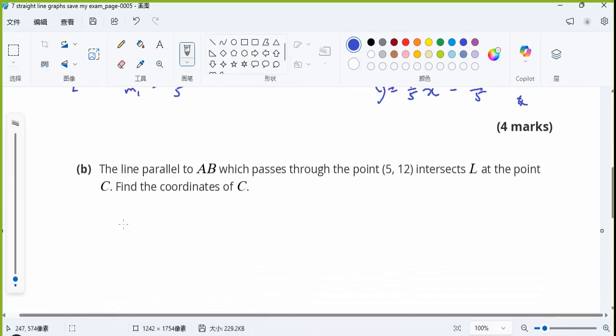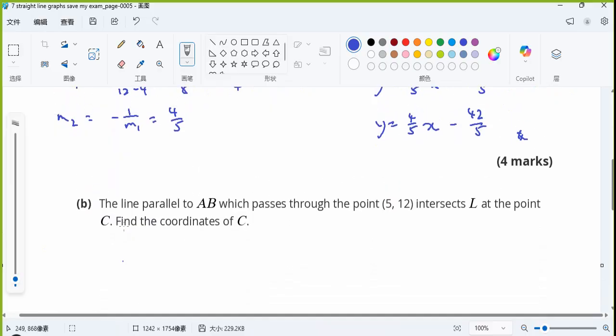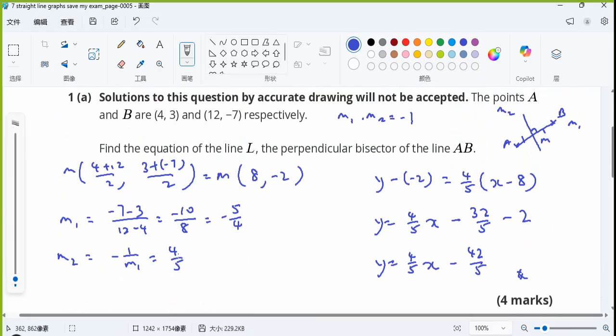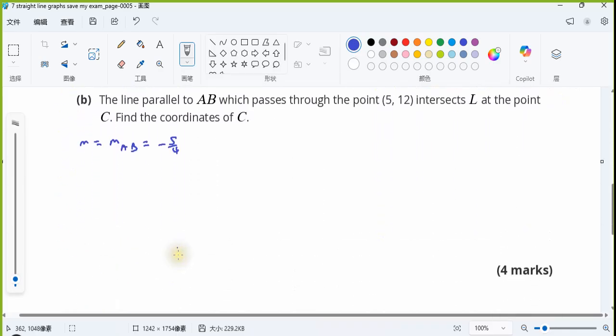Next. A line parallel to AB. So parallel to AB, the gradient equals the gradient of AB, which is -5 over 4. And it passes through the point (5, 12). It intersects L at point C. Find the coordinates of C.